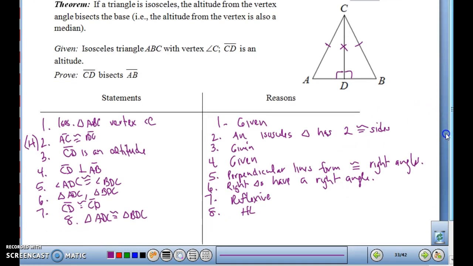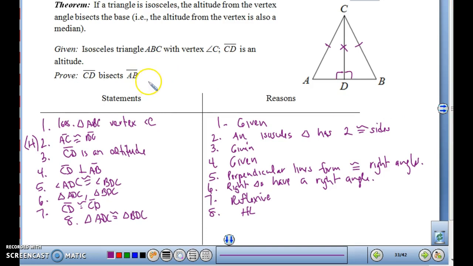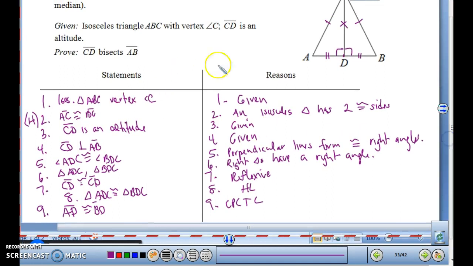So now we want to prove that CD bisects AB. Well, how do we know this segment's bisected? Well, when it's divided into two congruent parts. Well, since these two triangles are congruent, isn't AD congruent to BD? Yeah. So AD is congruent to BD because of our favorite five letters, CPCTC. So since the triangles are congruent, those segments are congruent. And because those segments are congruent, that means that CD must bisect AB.